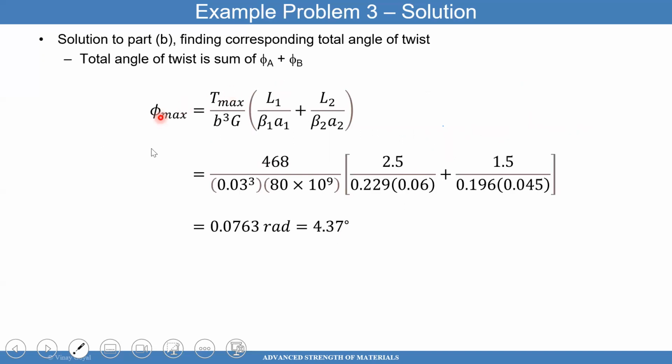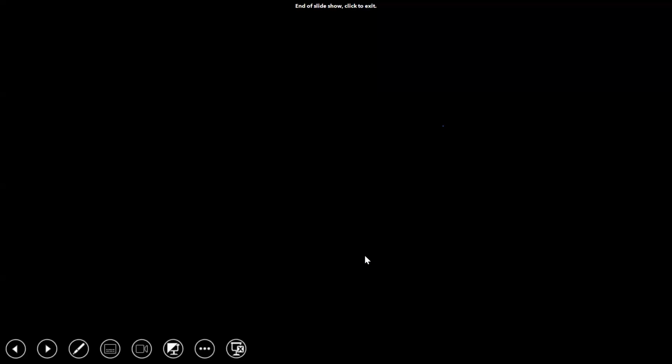To calculate the angle of twist, you can do the calculation. It's the same formula I showed you before, which is phi equals T, the torque, times the length divided by GJ. And J here is given by B cubed beta 1 times A1 for section 1, and it's B cubed times beta 2 times A2. Again, this is a very straightforward calculation because now you can add the twists to get the total twist. And the total twist is 4.37 degrees.